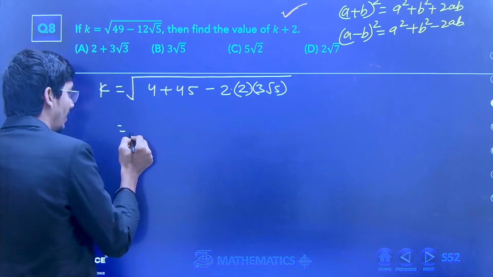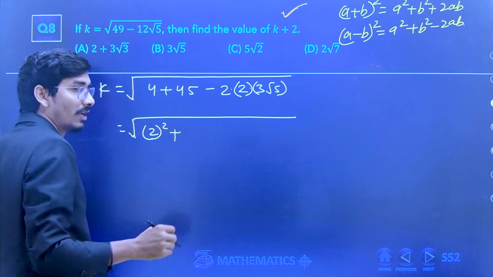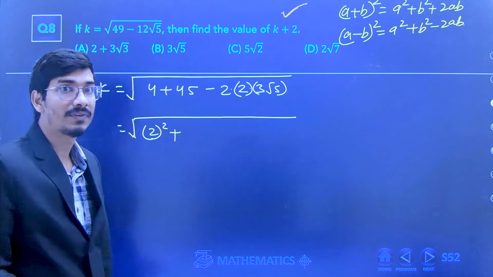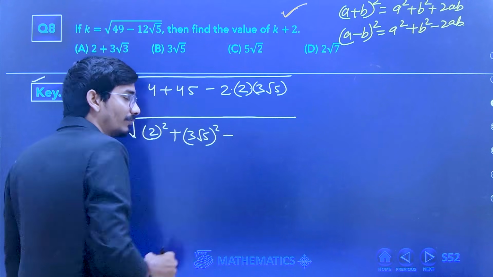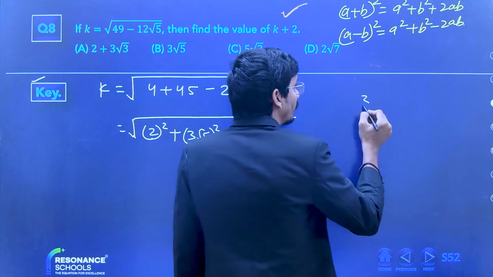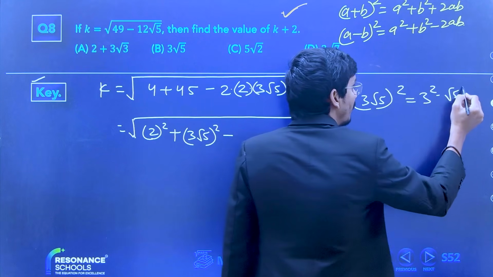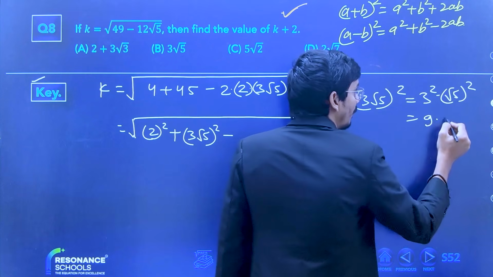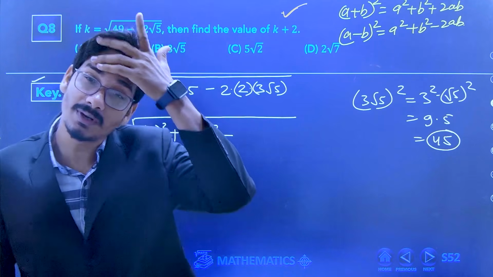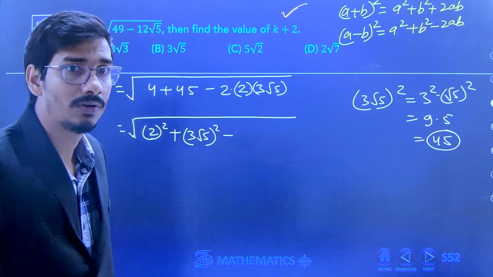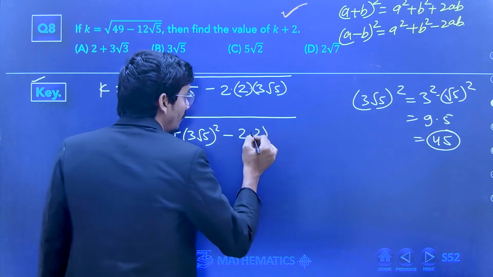Next step, if you see it better, 4 is nothing but 2 squared, and 45 is nothing but 3 root 5 squared. 3 root 5 squared is nothing but 3 squared into root 5 squared. 3 squared is 9, root 5 squared is 5, that is 45. So 3 root 5 squared is nothing but 45. And the remaining part is 2 into a into b.